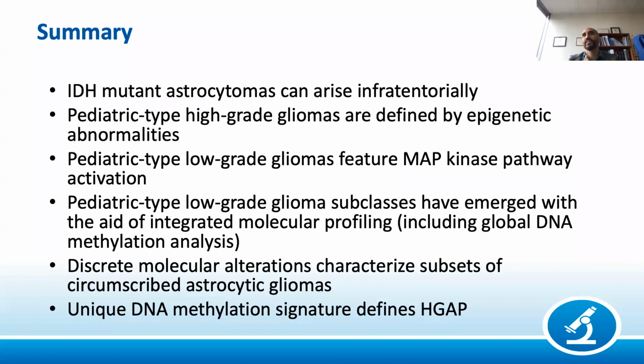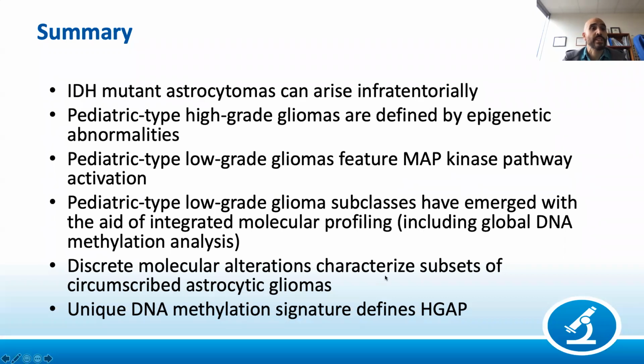All right, so I've gone through a lot of stuff today. I just want to briefly review some of the major themes. So the first, IDH-mutant astrocytomas can arise infratentorially with unique molecular features. Pediatric-type high-grade gliomas are defined by epigenetic abnormalities, specifically mutations in H3.3 and H3.1 histone monomers. Pediatric-type low-grade gliomas feature MAP kinase pathway activation. Pediatric-type low-grade glioma subclasses have emerged with the aid of integrated molecular profiling, including global DNA methylation profiling analysis.